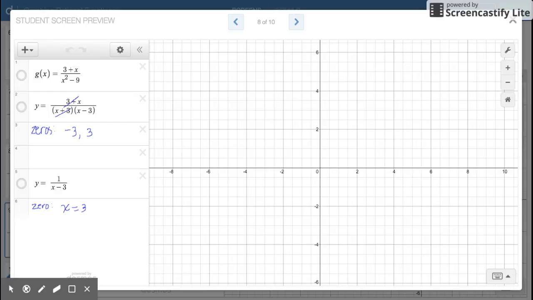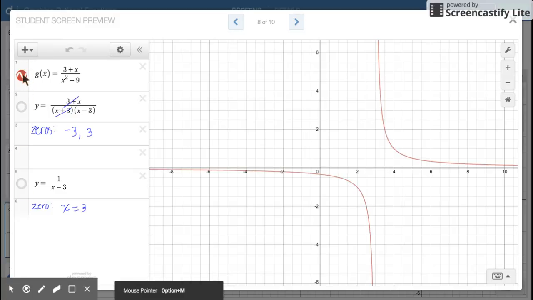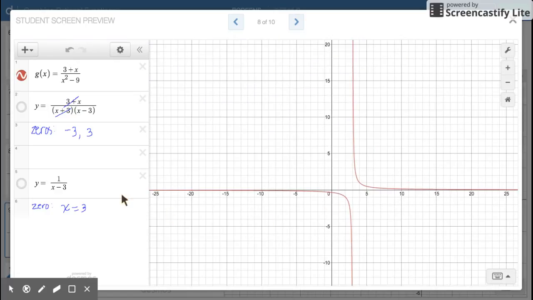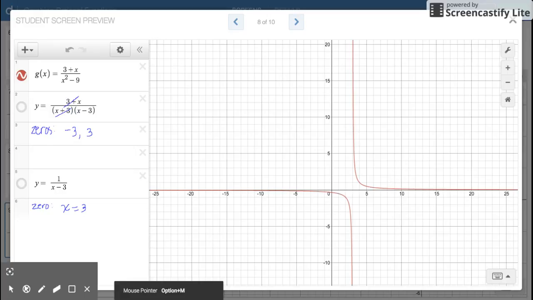Now let's take a look at the graph. The graph is again a hyperbola, and we see that there's a vertical asymptote and a horizontal asymptote. The vertical asymptote is at x equals 3. So let's check if it's really at x equals 3.